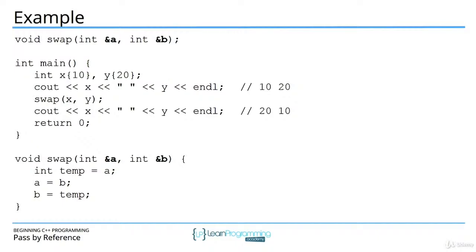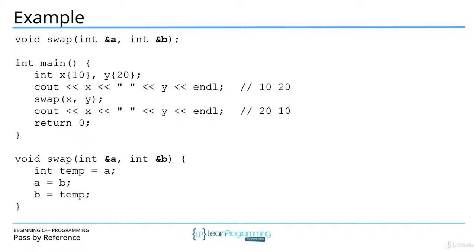We swap them. Look at the function definition and notice that both A and B are reference parameters. So when I call this function with X and Y, A and B become aliases to X and Y respectively. In the body of the function, I set temp to A, then A to B, and then B to temp. And we've swapped the two values that were passed into us.